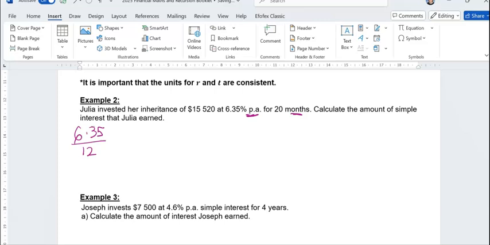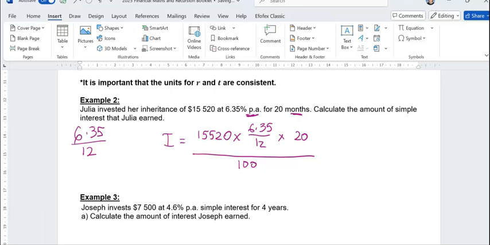So if you're using the formula again for this question, if we're calculating interest this time, our principal is still 15,520. I can just tell by looking that 6.35 divided by 12 is not going to be a nice exact number. So I'd be more inclined to just leave it as 6.35 divided by 12 times 20 months. Your calculator's doing the brain work here, not you, so you don't have to worry about 6.35 divided by 12.